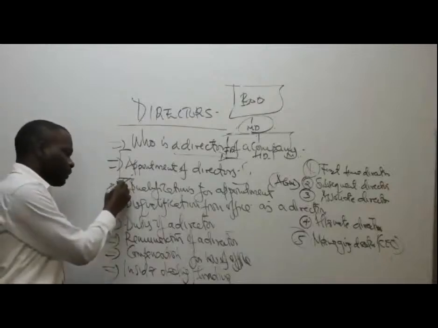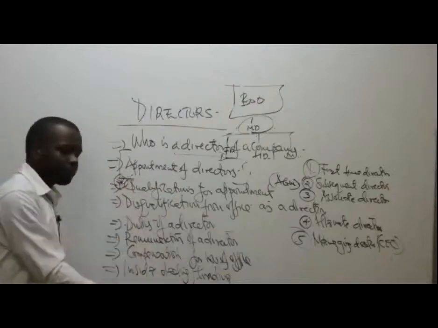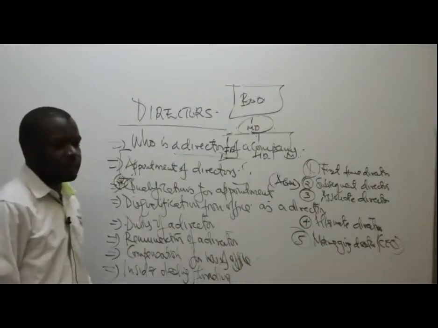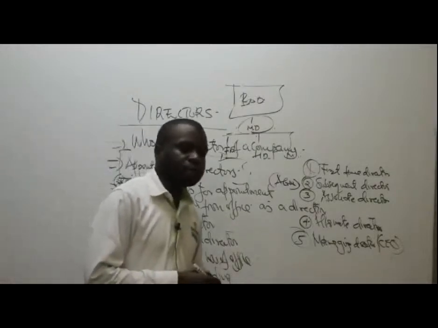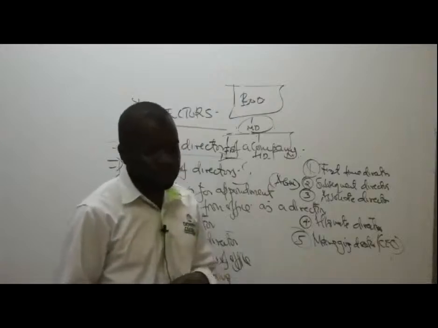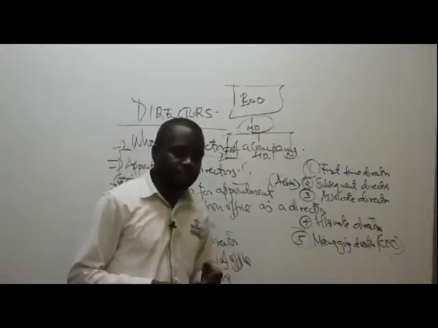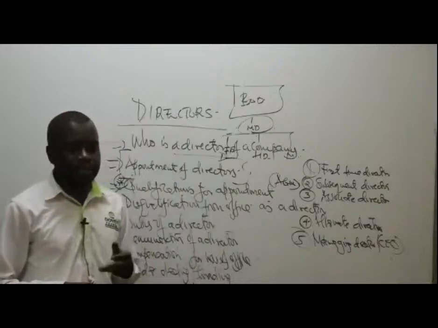So what are the qualifications before you can become a director of a company? There are normally just 3 key qualifications. Number 1, you must have attained the age of majority, that is 18 years.